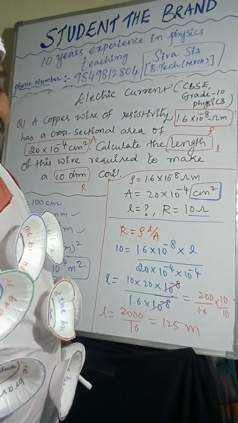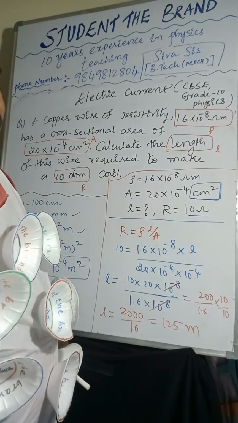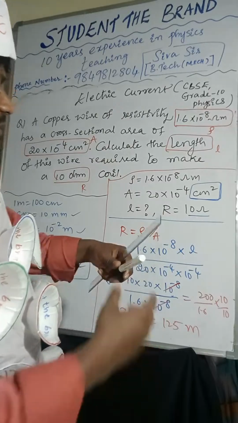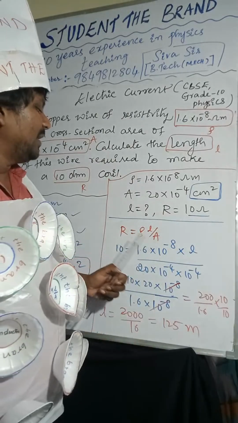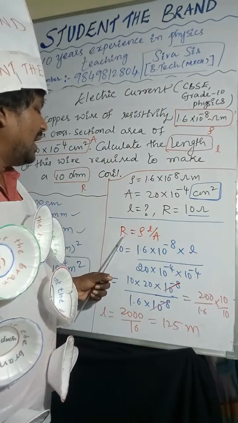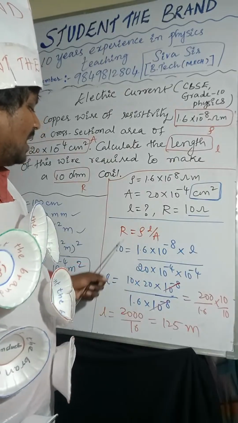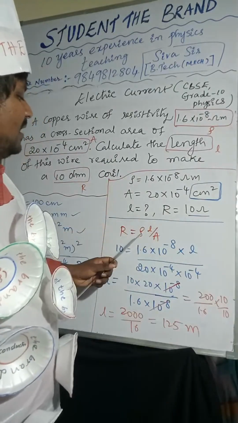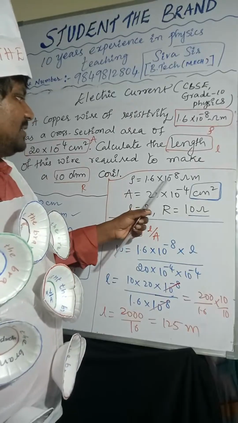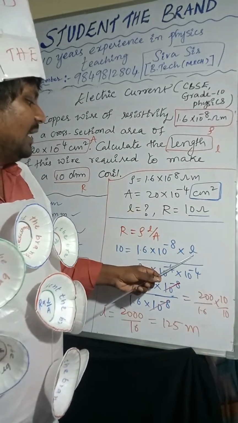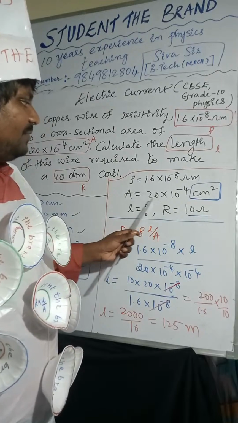Understood? I hope it is clear to you. Now use this formula: R equal to rho into L by A. R is given as 10. Resistivity is given as 1.6 into 10 power minus 8, and then length by area of the cross section.